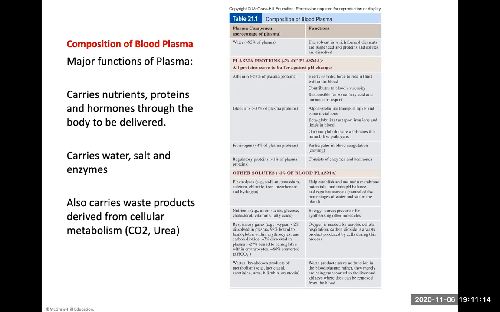So here are the major functions of plasma and the composition of blood plasma. So your plasma carries nutrients, proteins, and hormones through the body to be delivered. It will also carry water, salt, and enzymes. And it also carries waste products derived from cellular metabolism, like CO2 and urea. And you can see kind of the plasma breakdown shown in this table.